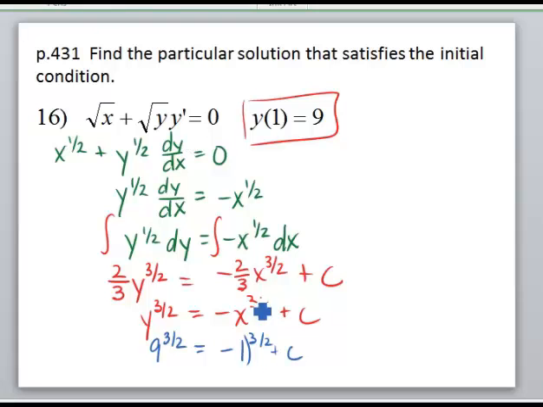So I end up saying the square root of 9 is 3, and 3 cubed is 27. The square root of 1 is 1, and 1 cubed is 1, plus c. So my c ends up equaling 28. So now I can write my solution as y to the 3 halves plus x to the 3 halves equals 28.